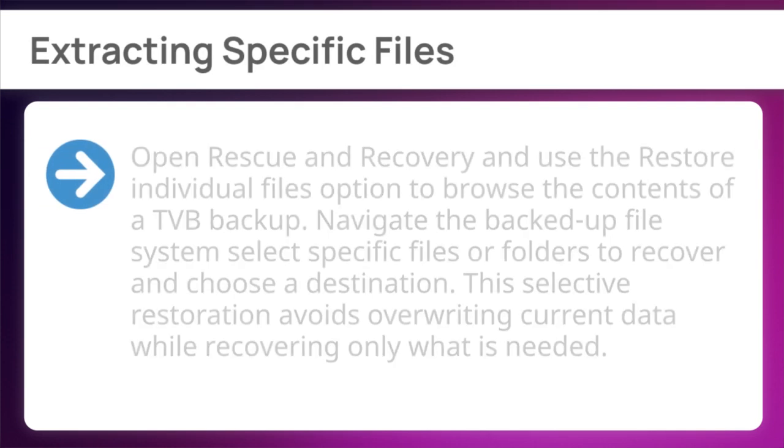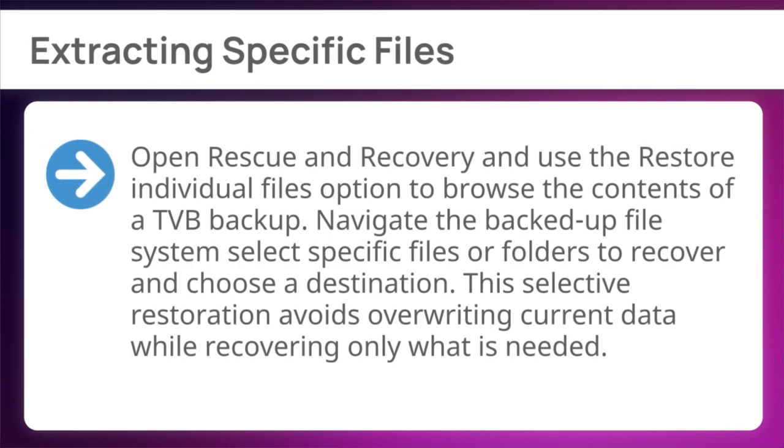Next, extracting specific files. Open Rescue and Recovery and use the Restore Individual Files option to browse the contents of a TVB backup. Navigate the backed up file system, select specific files or folders to recover and choose a destination. This selective restoration avoids overwriting current data while recovering only what is needed.